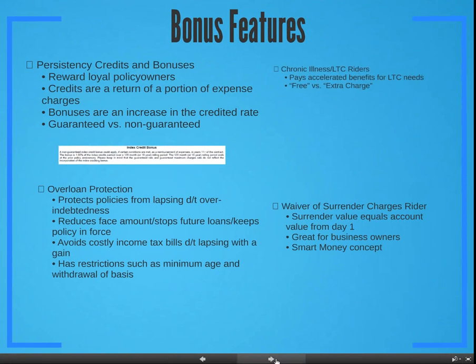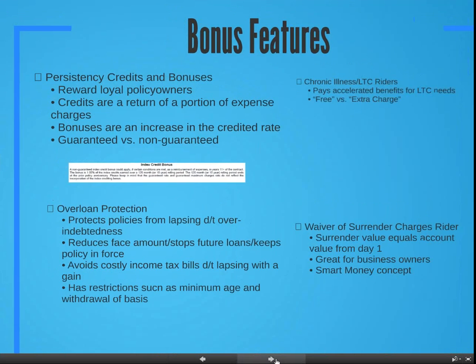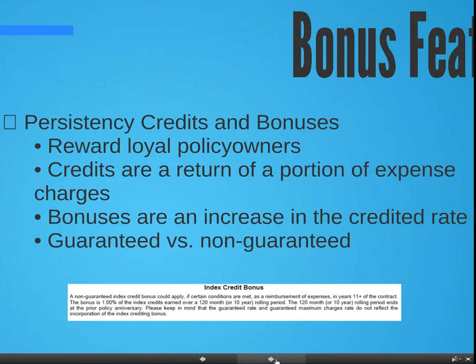All right, I want to talk quickly about some bonus features like I discussed. What are some bonus features that index products have that you should be aware of? Here's one that is often overlooked, and this can be good and bad. Some companies, a lot of index companies, honestly, have persistency credits and bonuses. Basically, this rewards policy owners that keep the policy for a long period of time, usually over 15 years.